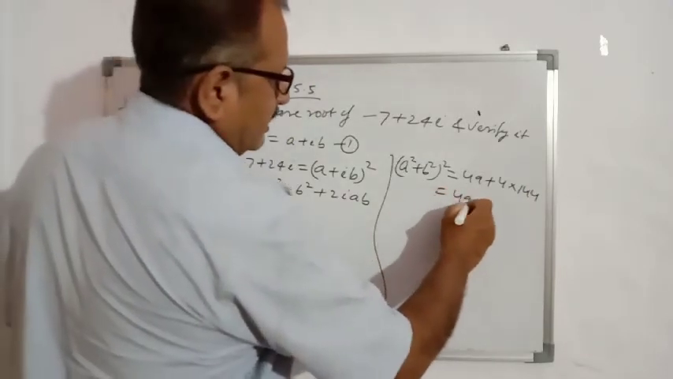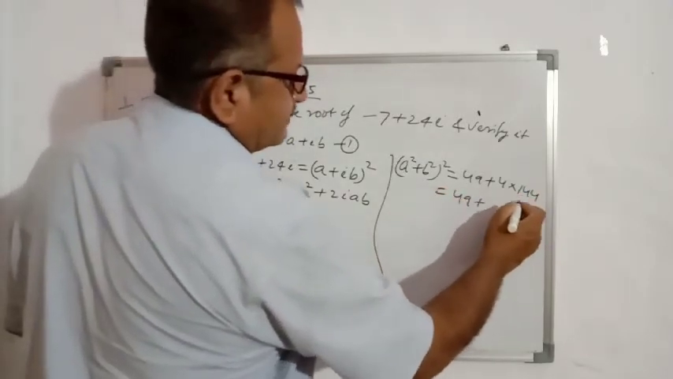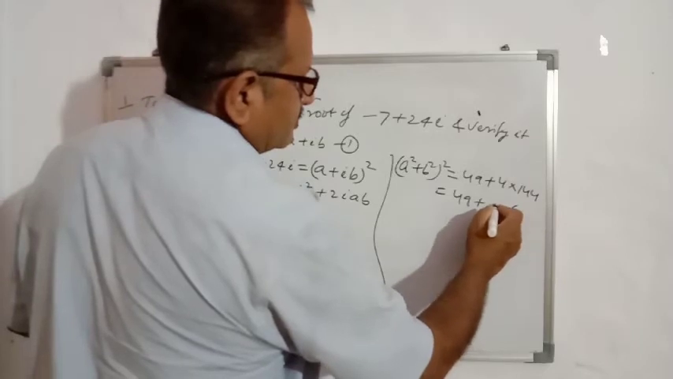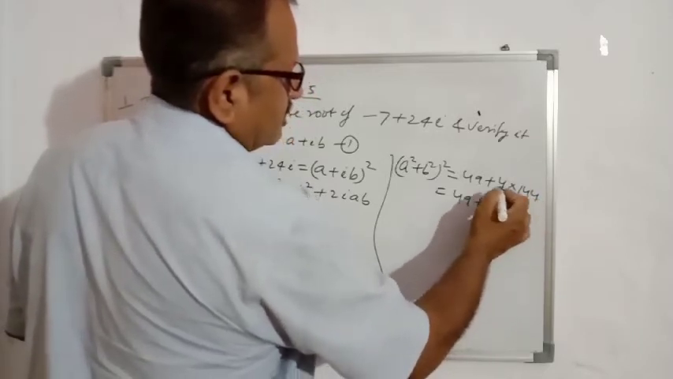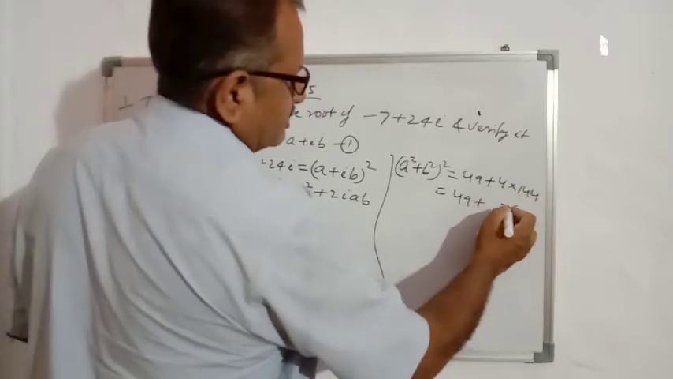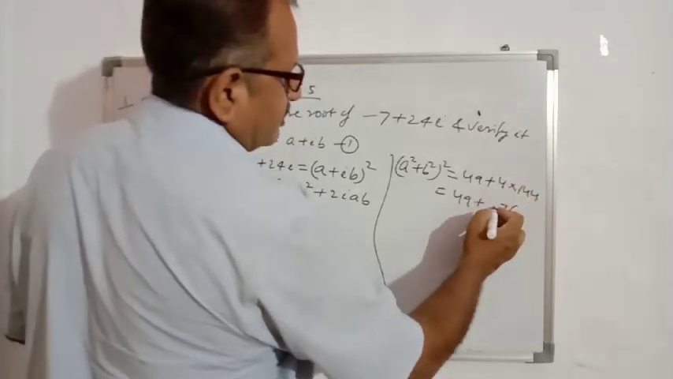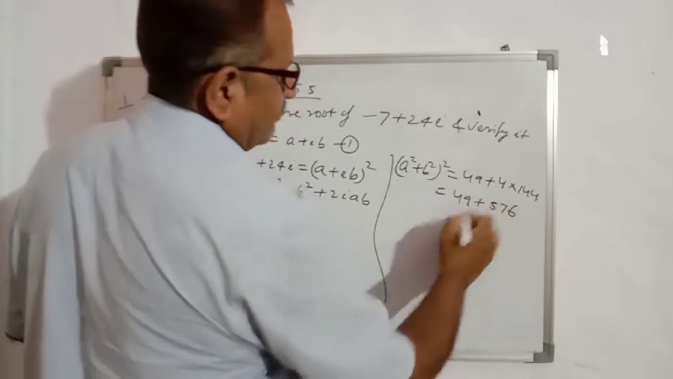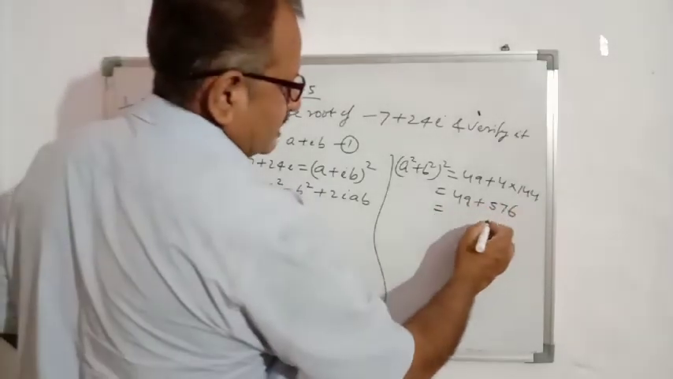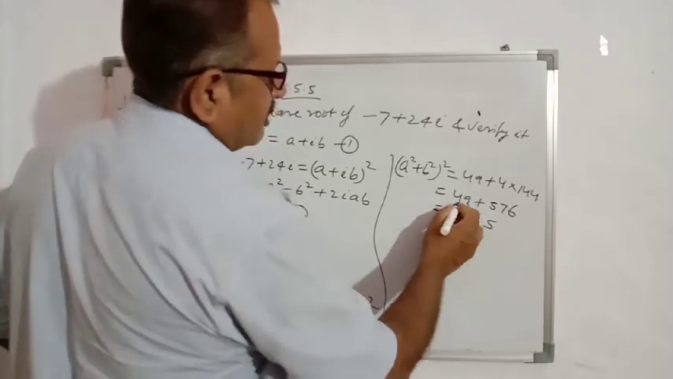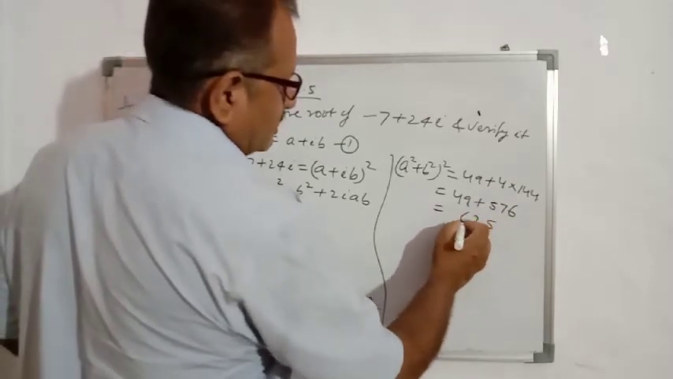So 49 plus, multiply it. 4 4s are 16, carry 1. 4 4s are 16, plus 1 is 17. 4 1s are 4, plus 1 is 5. 576. 9 plus 6, 15. 4, 1, 5, plus 7, 12. 625.